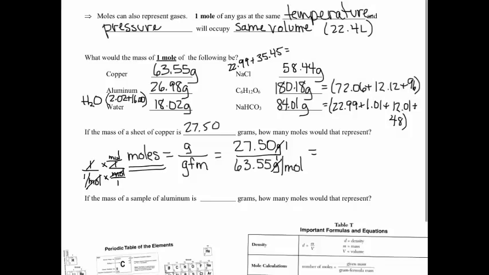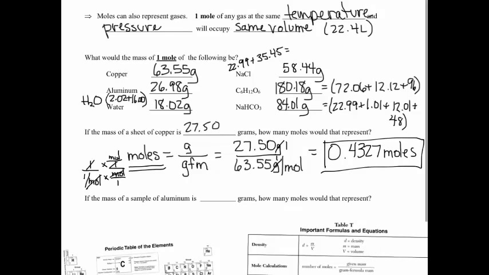It's good to understand that when you get to physics. So we're going to do 27.5 divided by our GFM, which is 63.55, and you're going to get 0. And if we're using sig figs, it should be 0.4327 moles.